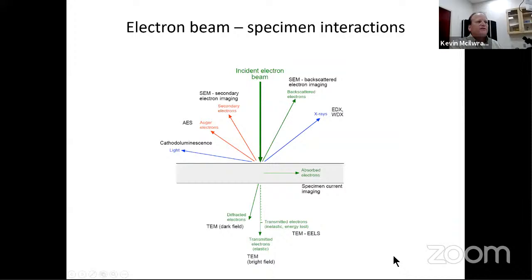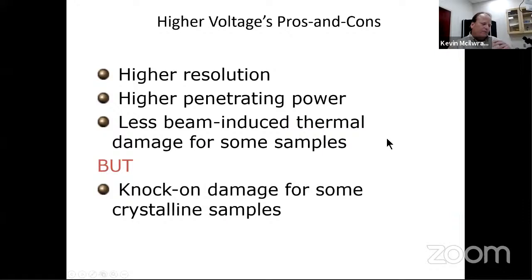And really, we attach them because we can look at the secondary signal that's generated by the primary beam. We can look at X-rays, EELS, bright field image, dark field image. And so these will be the things we are concerned about and what we want to actually utilize. So in microscopes, as we increase voltage, we get higher resolution, right? So we want to probably be at the highest voltage. We have the highest resolution, higher penetrating power. There's less thermal damage because the electrons are very energetic and traveling through the sample very fast.